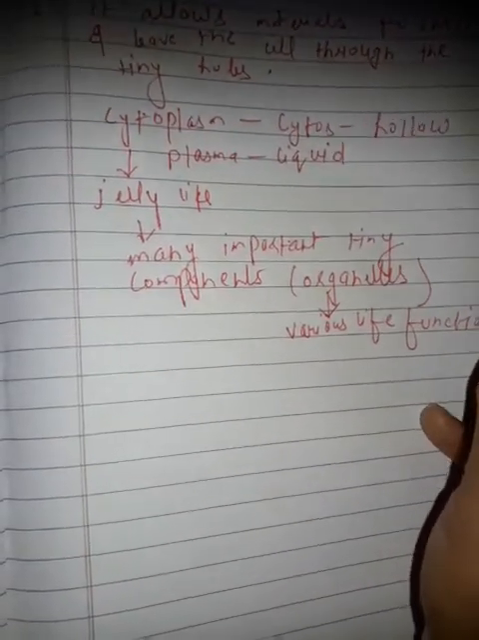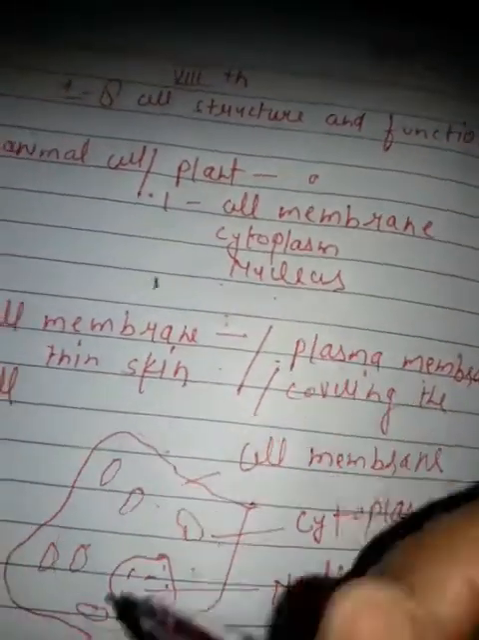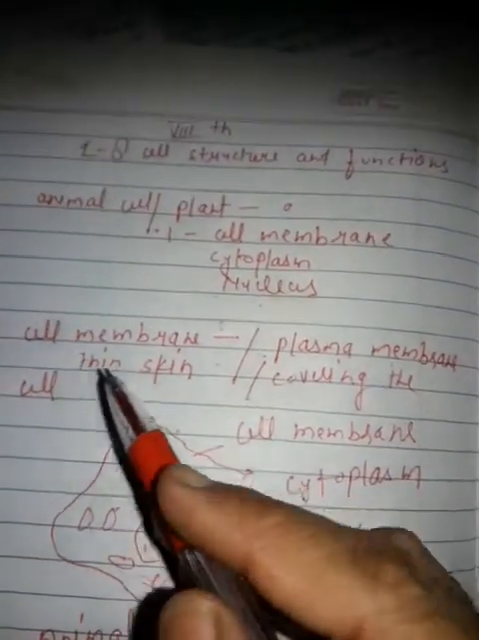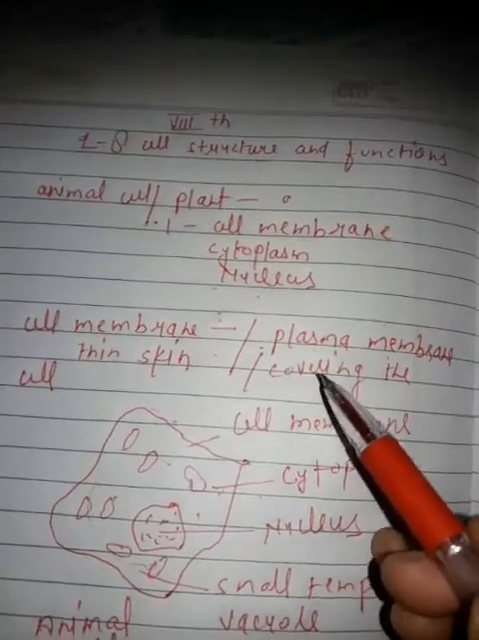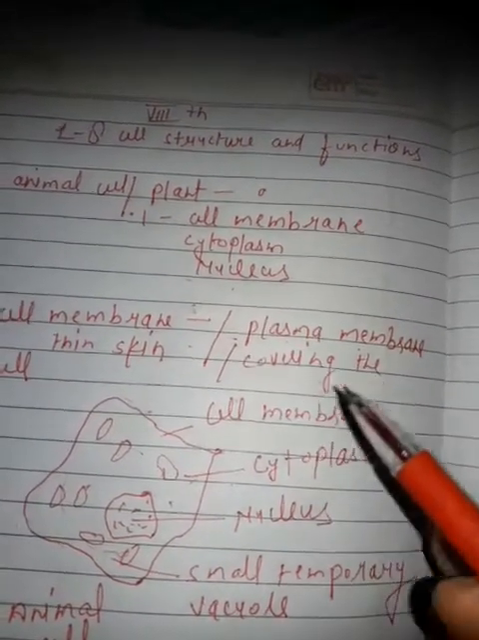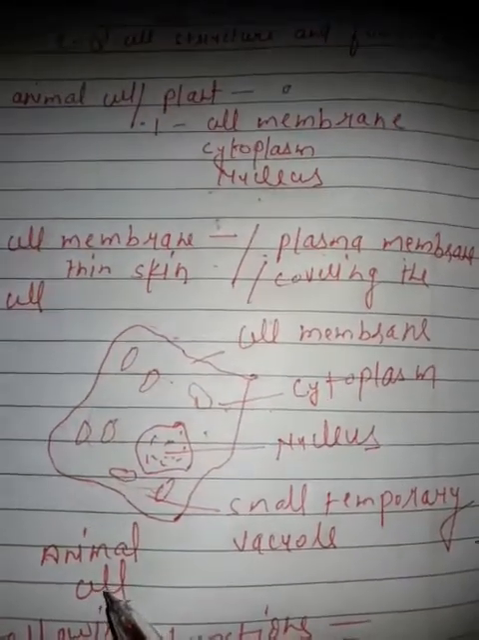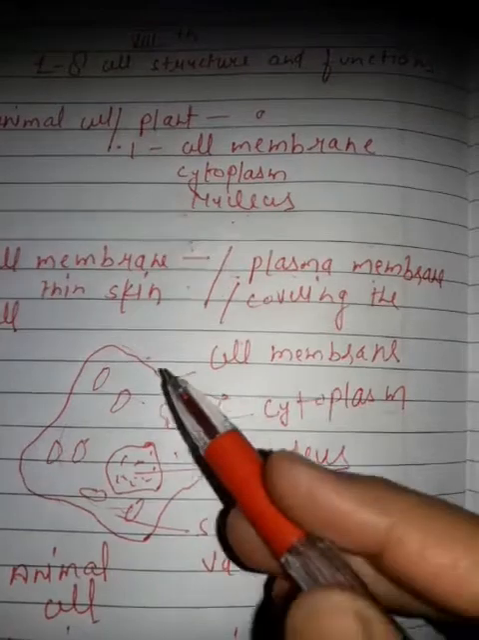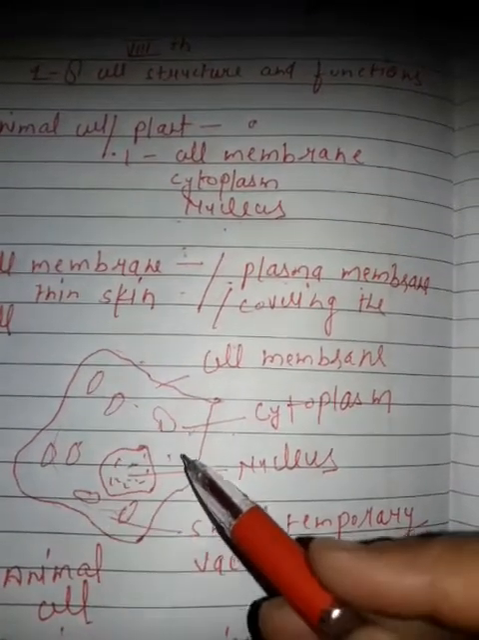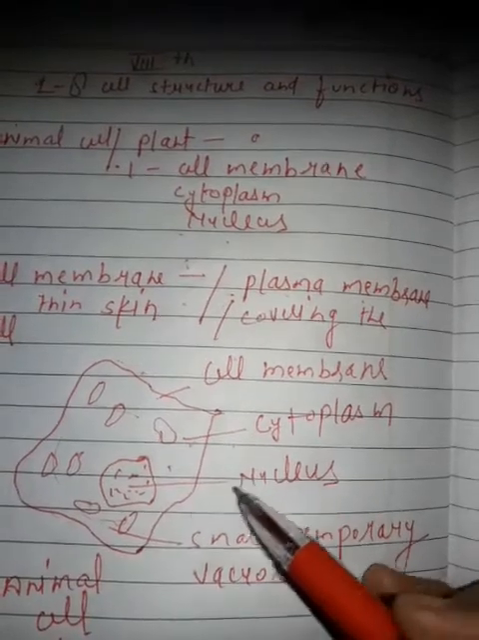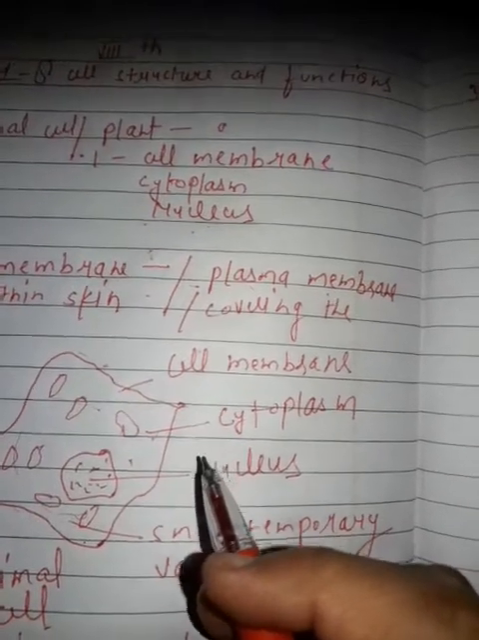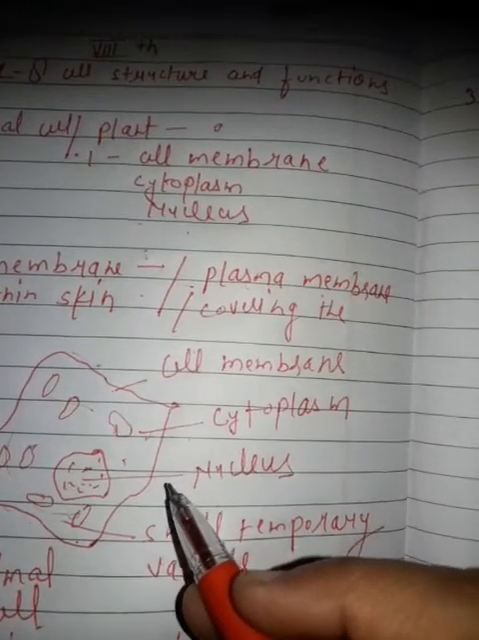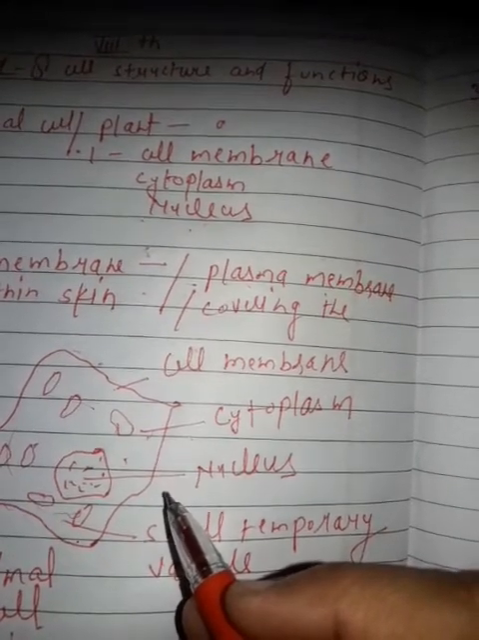So an animal cell or plant cell has three parts: the cell membrane, cytoplasm and nucleus. The cell membrane is also called the plasma membrane, and it is a very thin skin, and it protects the cell, and it is the outer covering of the cell. As you can see in the animal cell diagram, this is the cell membrane, the outer covering, and the cytoplasm is a jelly-like structure inside the cell membrane, and this is the nucleus and small temporary vacuoles. And what is the function of the cell membrane? It protects the cell, provides shape to the cell, and allows material to enter and leave the cell through the tiny holes.